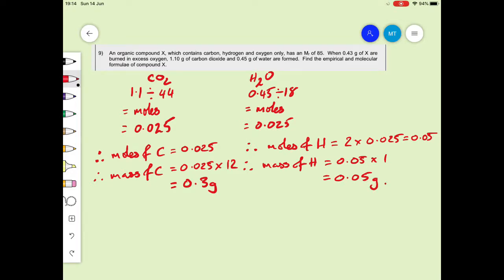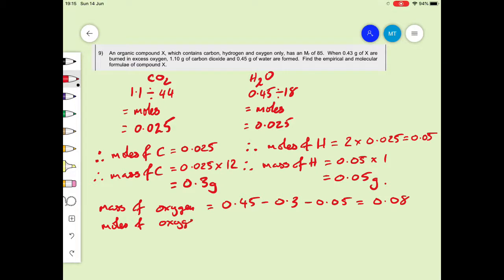So if you look at the original amount of substance, it should be 0.43 grams of X. I've written 0.05, but it should be 0.43. That's my mistake, sorry. But it does give you 0.08 grams of oxygen. So, sorry about that error. Where I've written 0.05, that should be 0.43.